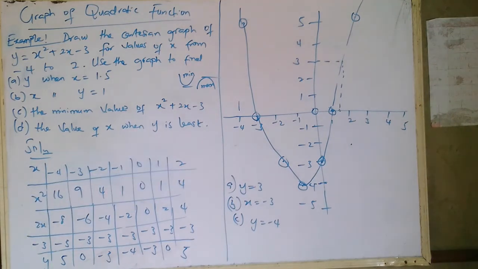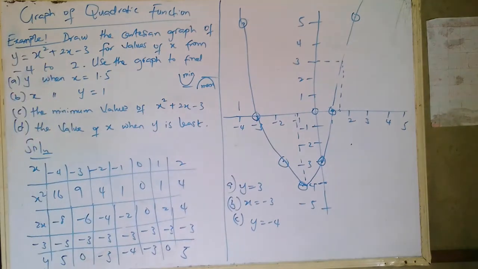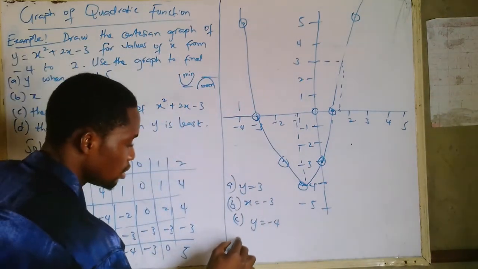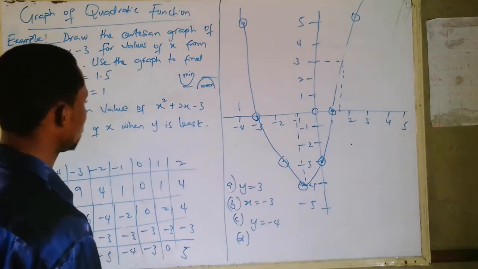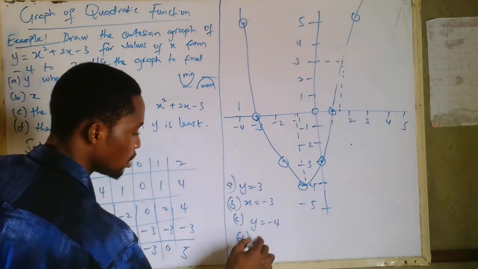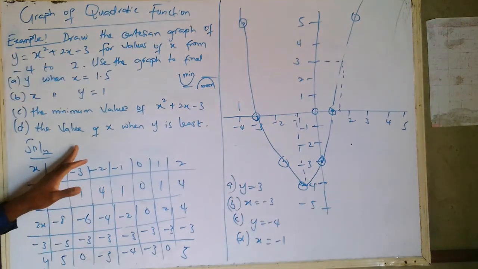What's the value of x when y is least? What is the least value of y? The least means the smallest. The least value of y here is minus 4. Okay? And that's the minus 4 we just got. What's the value of x? Trace it up. If you trace it up very well, you should have minus 1. So it means the value of x, when y is least, is minus 1. And that's also this question.